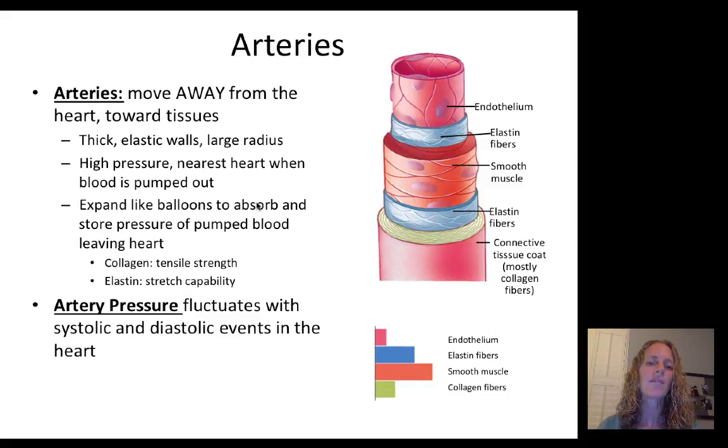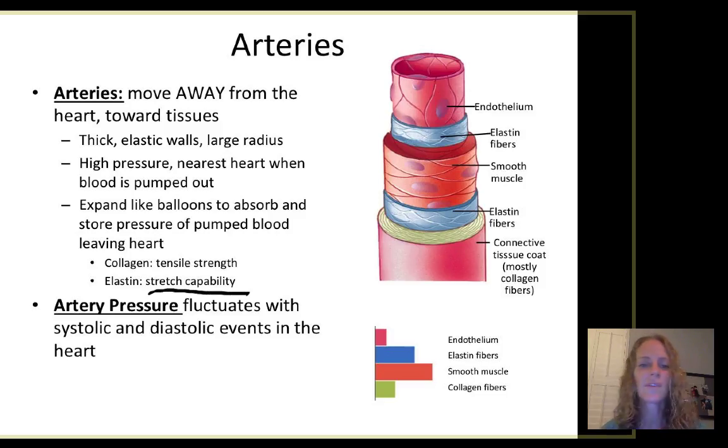So arteries move away from the heart, and they're going towards the tissues to deliver oxygenated blood and nutrients to the cells. They have thick elastic walls and a large radius. They're highest pressure nearest the heart, where blood is being pumped out. The large arteries expand to absorb and store the pressure of the pumped blood leaving the heart. We'll talk about this when we lecture on blood pressure, so keep this in mind. The arteries have this very important stretch capability in order to allow that pressure of the pumped blood to continue from the heart and move towards the tissues.